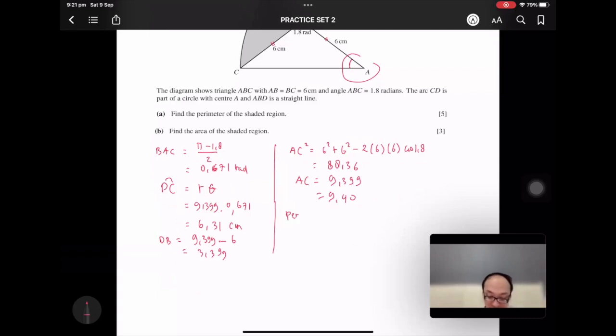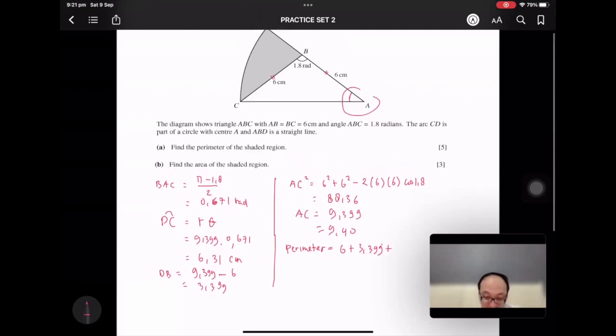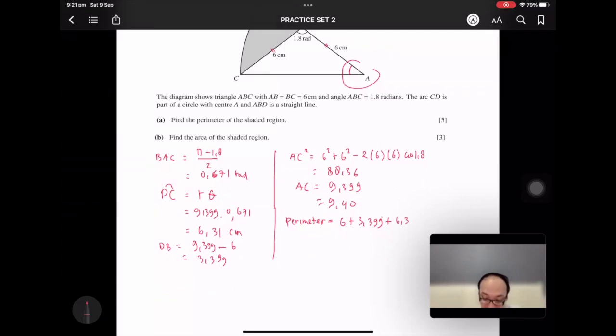So the perimeter, that means the perimeter is equal to BC, 6, plus DB, 3.399, plus arc DC, 6.31. So it equals 15.71 centimeter.